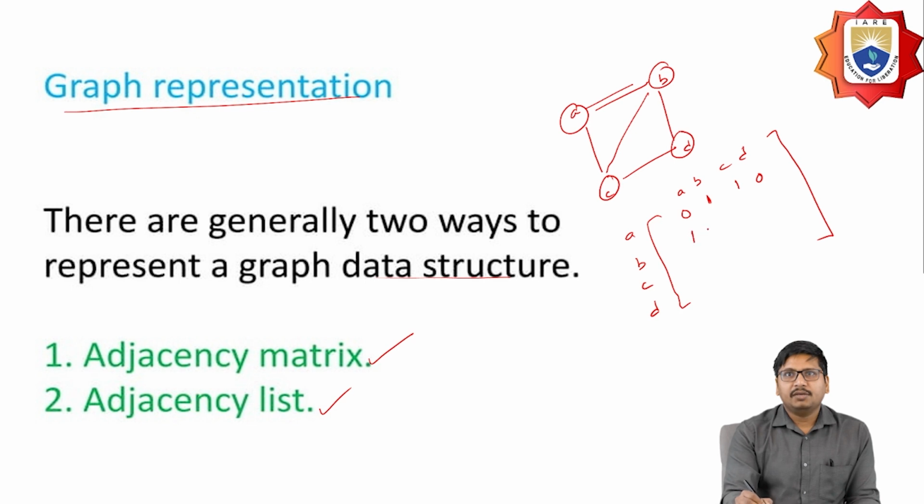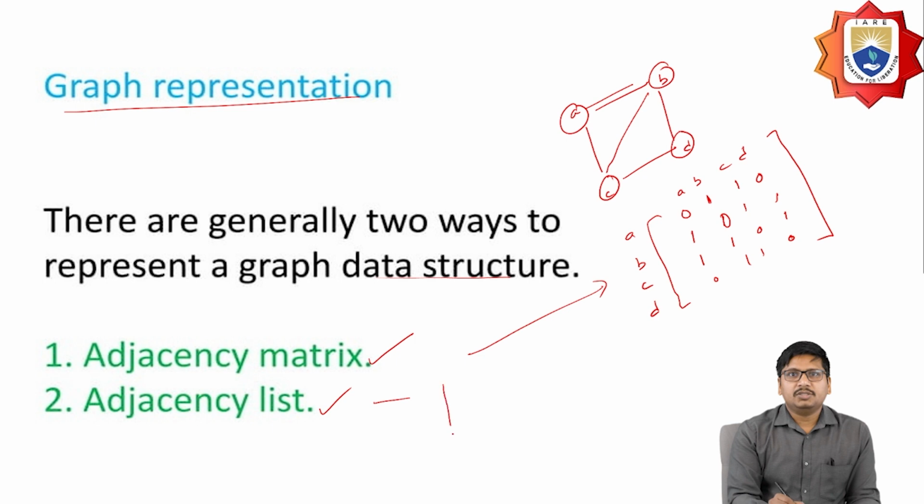Then B to A, B to C, B to D, and the remaining are 0. Similarly, from C to A, C to B, C to C is 0, and from D to B and C. Like this, we represent an adjacency matrix.